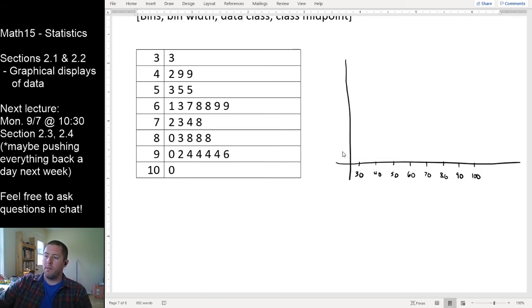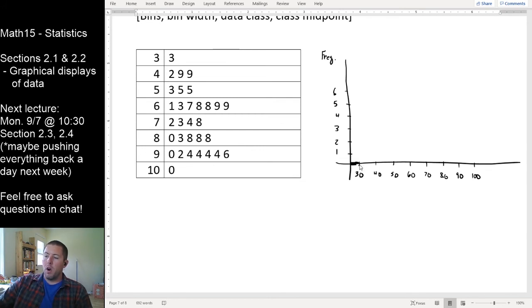So first things first, how many people scored up to 30? Well, nobody scored below 30. So that's technically a bar right there of height 0. Oh, I guess I should also, by the way, put some frequencies over here. How many people scored in this grouping? 1, 2, 3, 4, 5, 6. These are always going to be my frequencies on this axis over here.